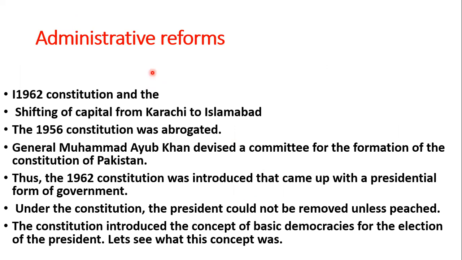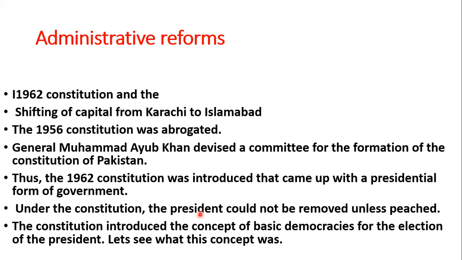Administrative reforms. Ayub Khan, when he came into power, decided to prolong his rule and sustain his power. He introduced the 1962 constitution in which the president of Pakistan had all the powers. He could break the assemblies at any time. These were some of the major points of the 1962 constitution.